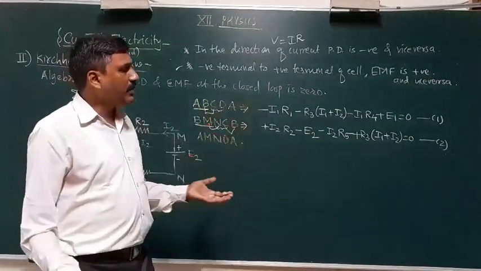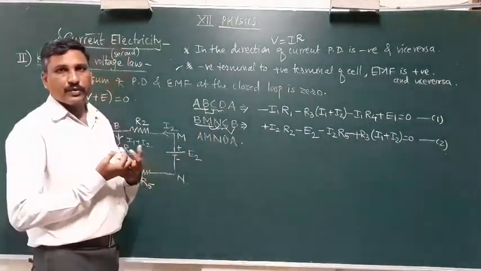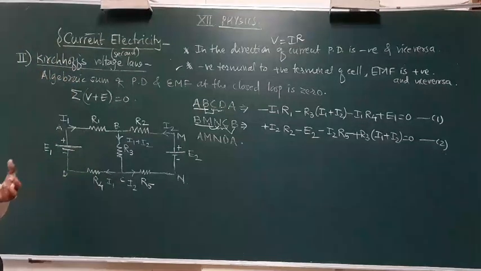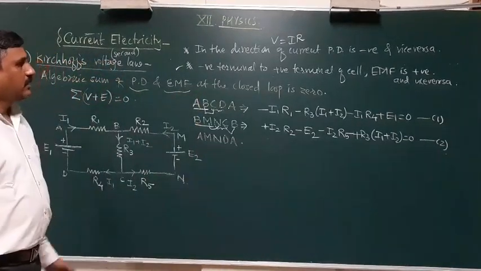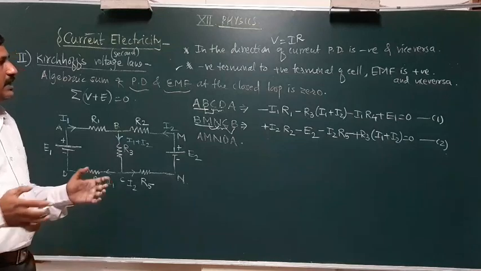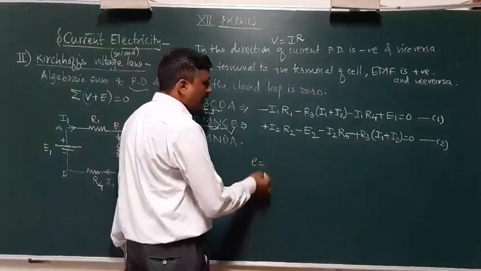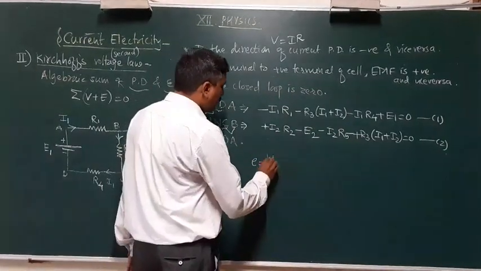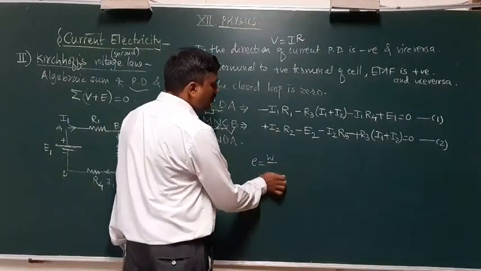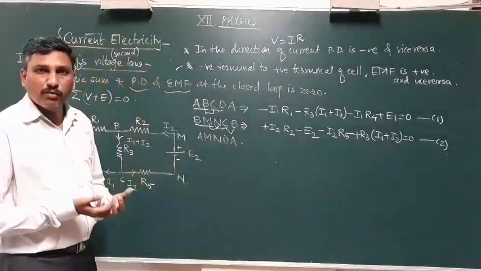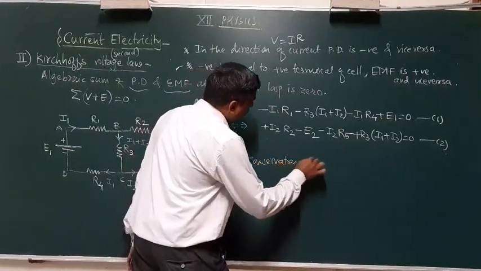And from those equations, we have to find out the values of I1, I2, I3, resistances, and all the things. Now, in Kirchhoff's second law, the algebraic sum of potential difference and EMF equals 0. How do we find the EMF? It will be very simple. EMF means work done per unit charge. Now the charge is constant, means work is constant. Work is again one form of energy. So Kirchhoff's second law is an example of conservation of energy.